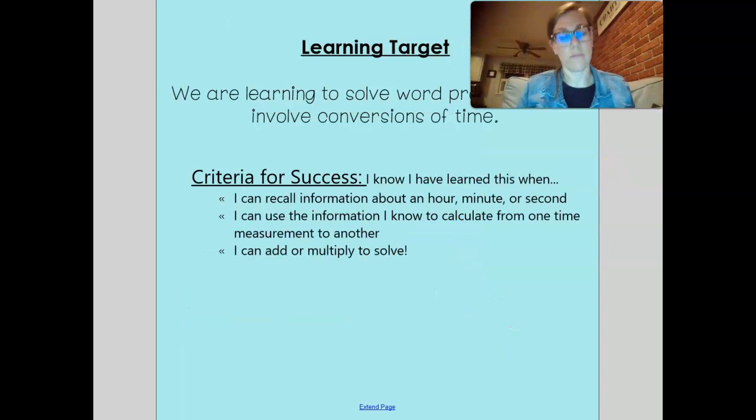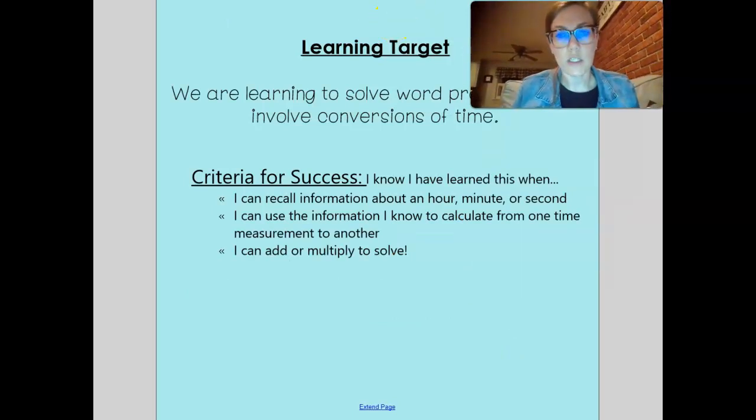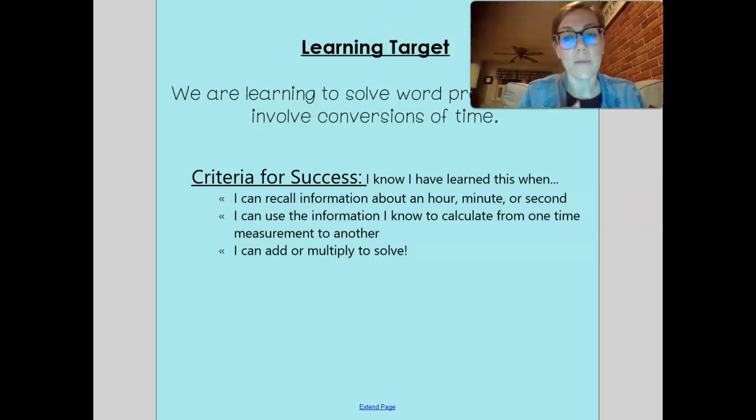Here's our first question. Here's our learning target. We are learning to solve word problems that involve conversions of time. I know I have learned this one. You're going to recall information about the hour, minute, and second. Use the sheet you just completed to help you. Use the information to calculate from one measurement of time to the next. So that would be hours to minutes or minutes to seconds. Add or multiply in order to solve.